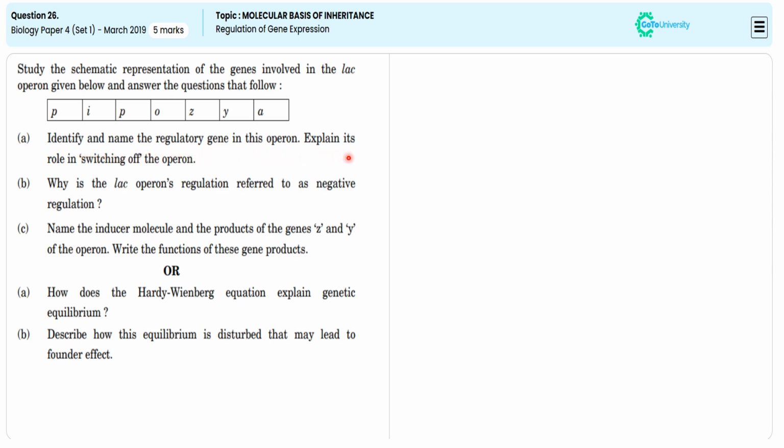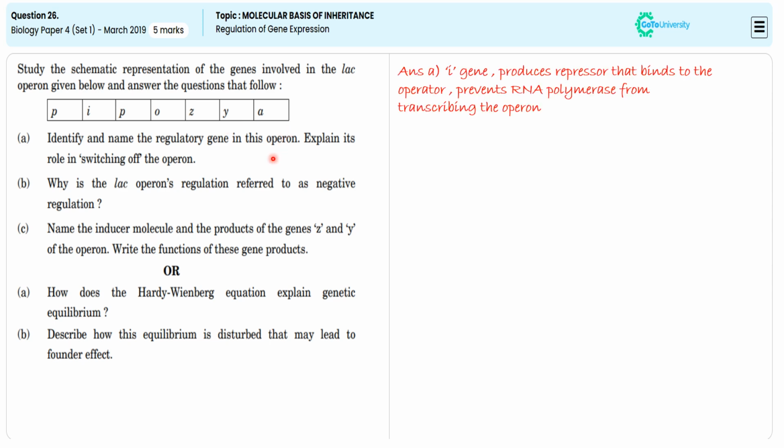they are insisting us to specify in which way this operon is getting switched off. For this, we are specifying the I gene produces the repressor that binds to the operator. This happens in the absence of lactose or allolactose, thereby preventing the RNA polymerase interaction to the promoter. So the structural gene LAC Z, Y and A is not going for expression. For this specification, we are getting 2 marks.